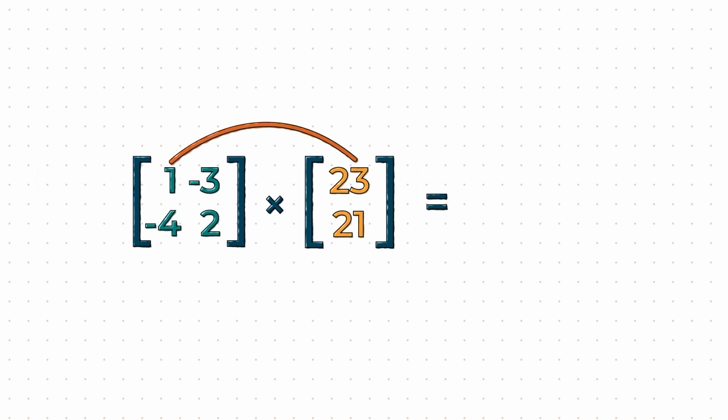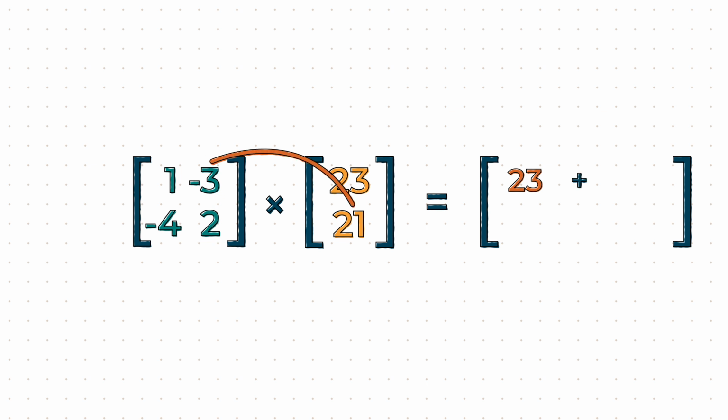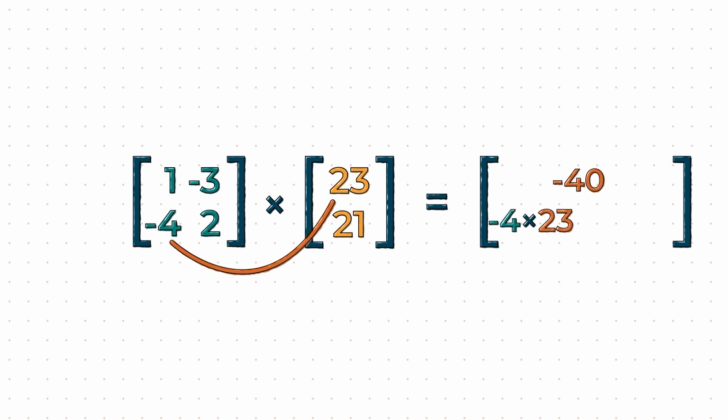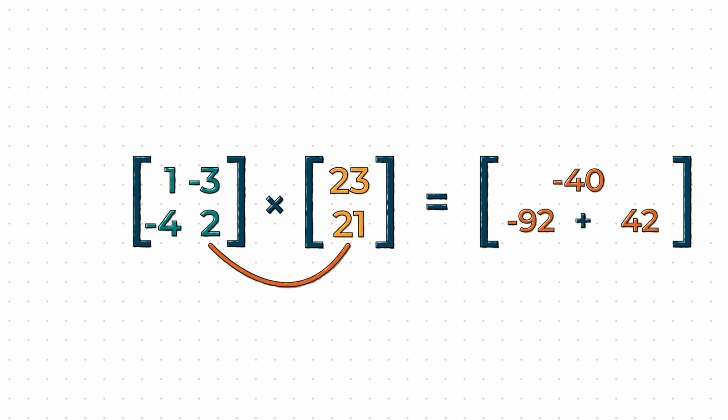We multiply the first by the first, which is 1 multiplied by 23, which is 23, plus the second multiplied by the second, which is negative 3 multiplied by 21. That is negative 63. 23 plus negative 63 is 23 minus 63, which is equal to negative 40. Let's do the second row now. Negative 4 multiplied by 23, which is negative 92, plus 2 multiplied by 21, which is 42, gives us negative 92 plus 42, which is equal to negative 50.